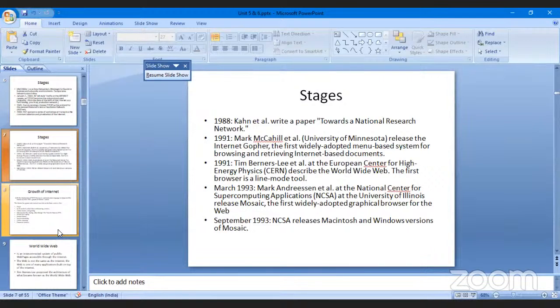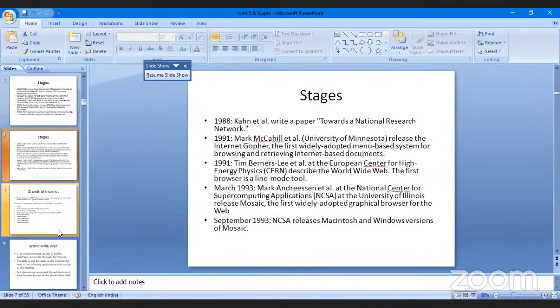In 1983, Kane et al. write a paper towards a national research network. And in 1991, Mark McCahill releases the Internet Gopher, the first widely adopted menu-based system for browsing and retrieving internet-based documents. This is the history of how the internet has evolved over the years.